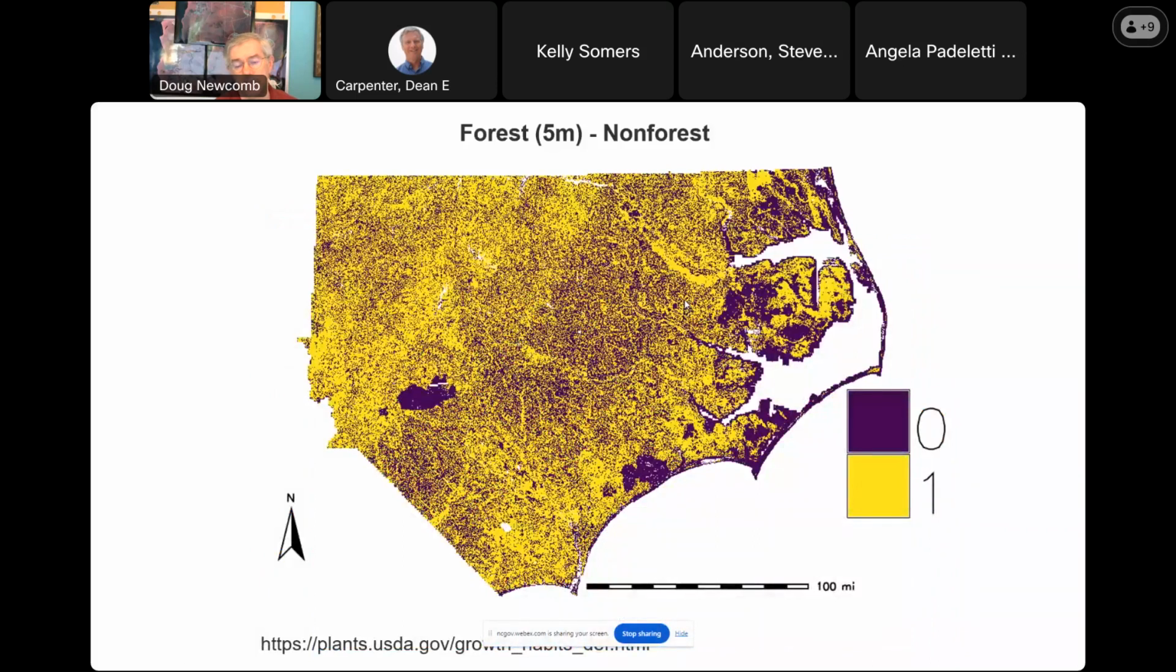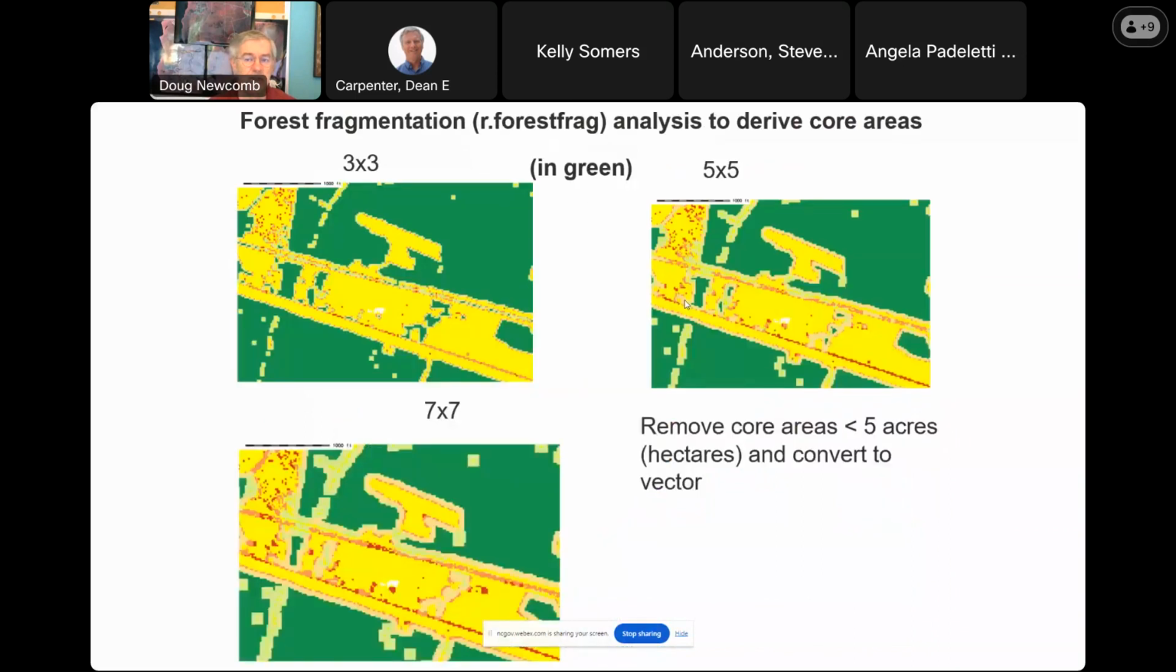So speaking of forest, you could just say, well, let's set a divider between forest and non-forest at 5 foot. And then you can say, okay, where are the forest versus non-forest areas? And then let's start looking at what the core areas are. So I used our forest frag and grass, and did 3x3, 5x5, 7x7 analyses. What these do is widen what the edge is before you get into the core.